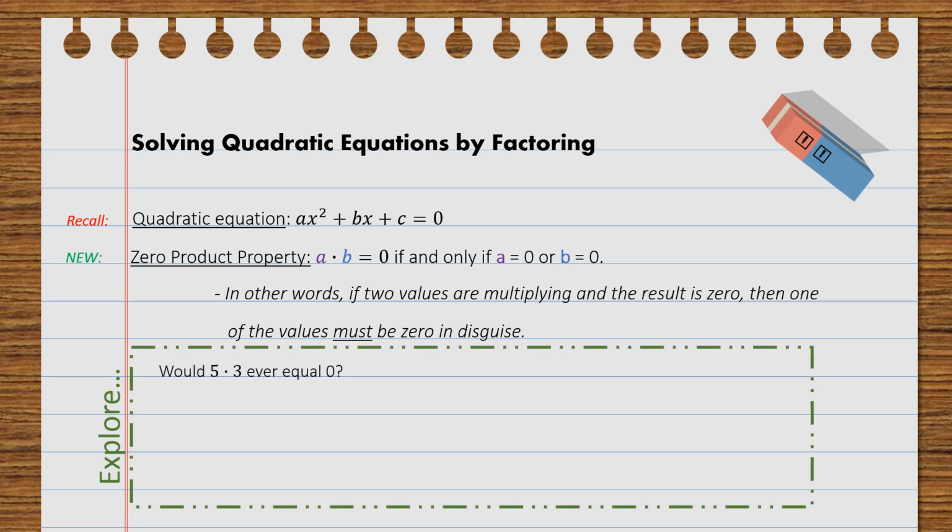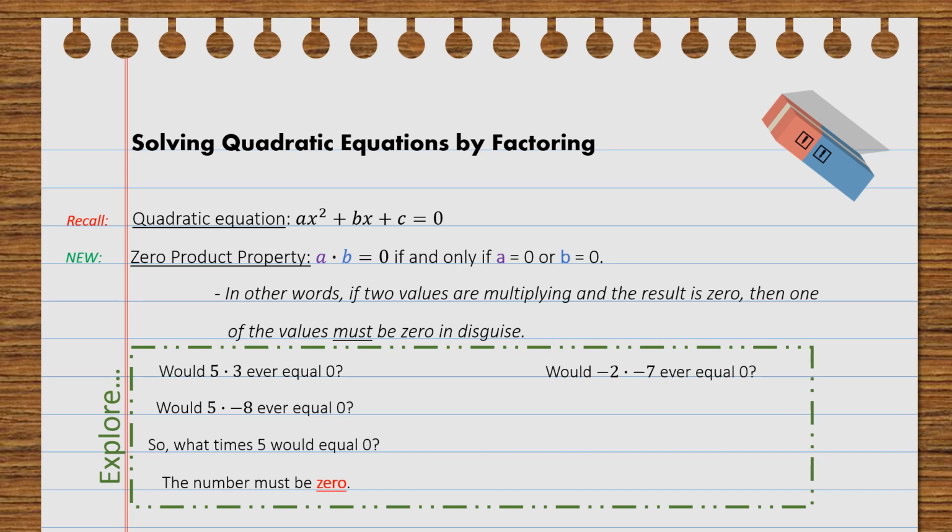Would 5 times 3 ever equal 0? Would 5 times negative 8 ever equal 0? So what times 5 would make it equal 0? The number must be 0. What if we had negative 2 times negative 7? Would that ever equal 0? What about 6 times negative 7? Would that equal 0? So what times negative 7 would equal 0? Well, the number must be 0.